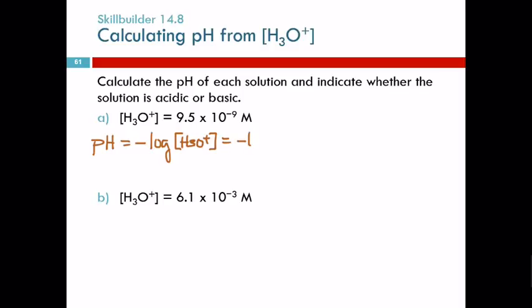Okay, so that means negative log of this number, 9.5 times 10 to the minus 9. And find the calculator. And how you enter this into your calculator depends on the style of calculator that you have. Some of them you're going to enter the number and then press log and then press the minus sign. And others you're going to do minus and then log and then 9.5 EE minus 9.